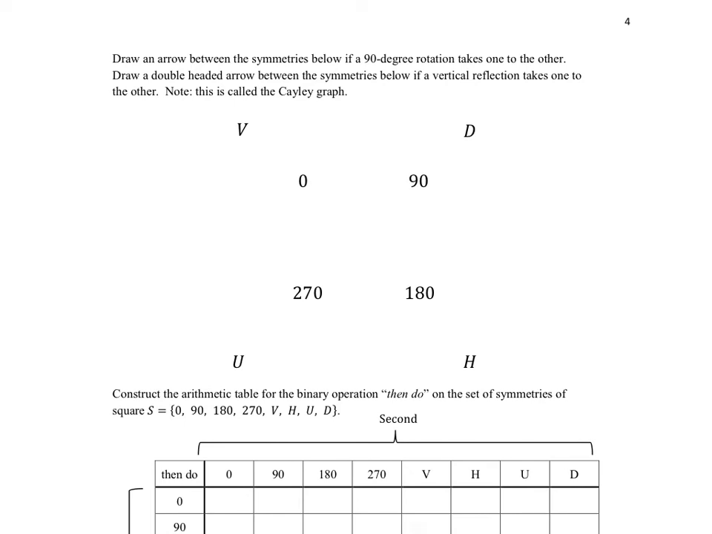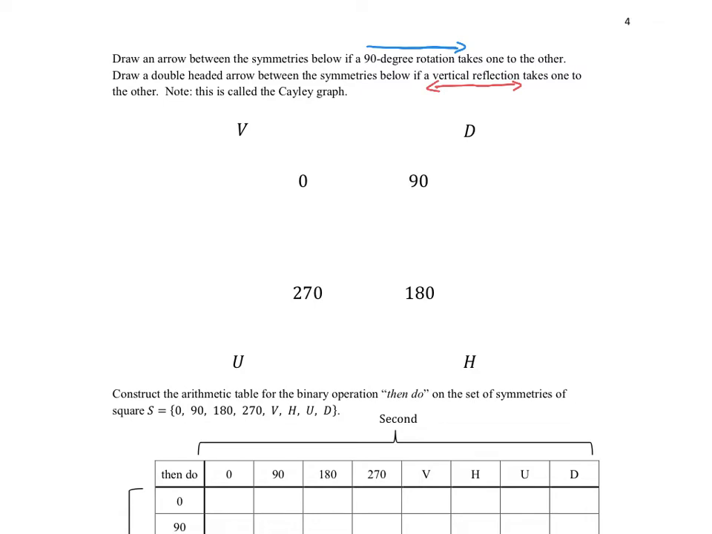So I'd also like to share with you a very nice tool for performing then-do operations with the symmetries of a square. This tool is called a Cayley graph, and the idea is to break everything down into a single rotation or a single reflection. So for our picture, what we'll do is draw a 90-degree rotation represented as a blue arrow with just one direction towards that arrow. We'll draw a red double-headed arrow for a vertical reflection.